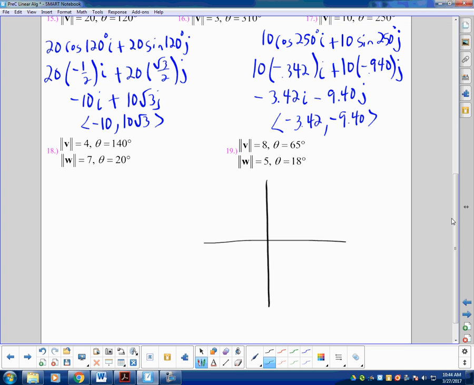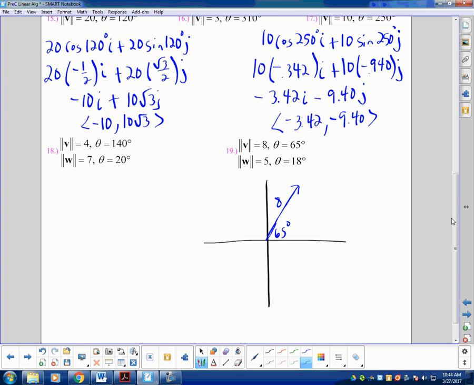I'll do this in kind of a generic form here, but we've got v equal to 8, theta equal to 65 degrees. So if I were to just sketch this, a length of 8, we'll go maybe in blue here, at an angle of 65 degrees up. I'm just estimating it, okay? 65 degrees up, it's less than 90.